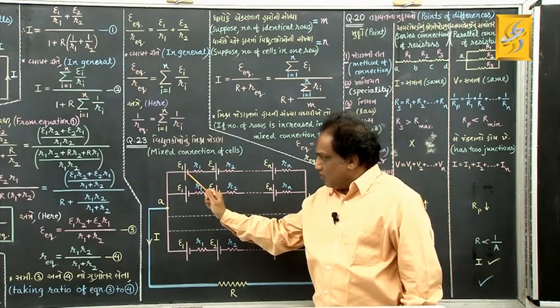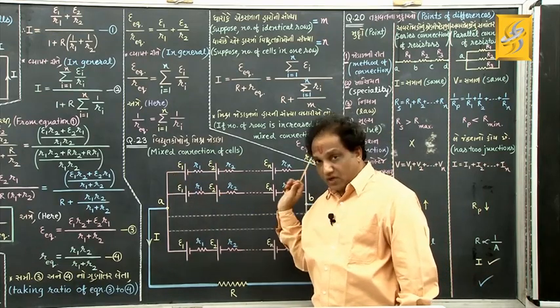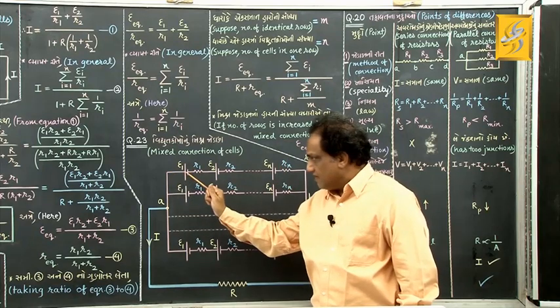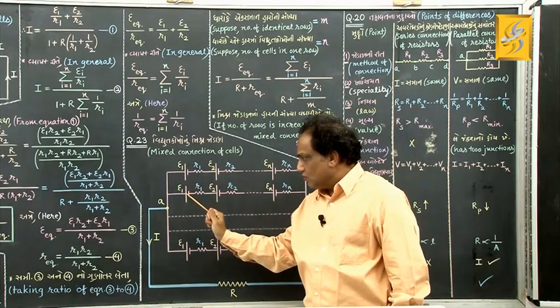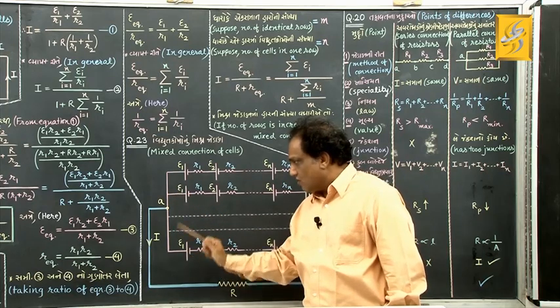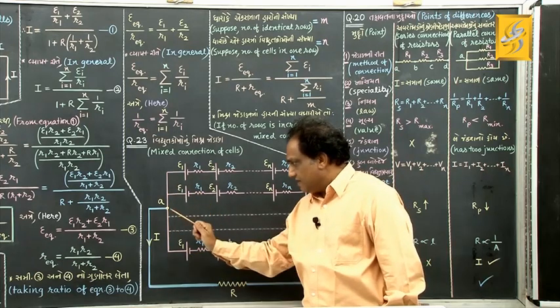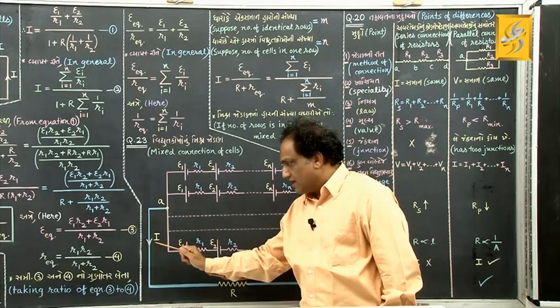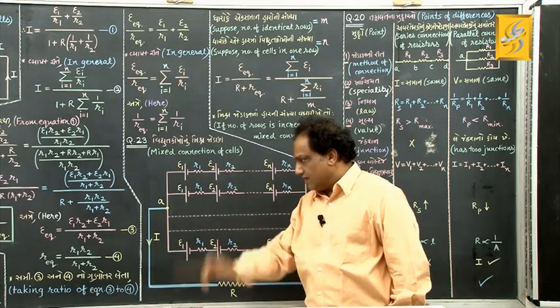Look, current starting from the positive terminal in the first row, from this first cell, will be like this, correct? Then through the second row it will be like this, through the last row it will be like this. All those currents will add up here and they will produce this total current. Okay? Let us find out.